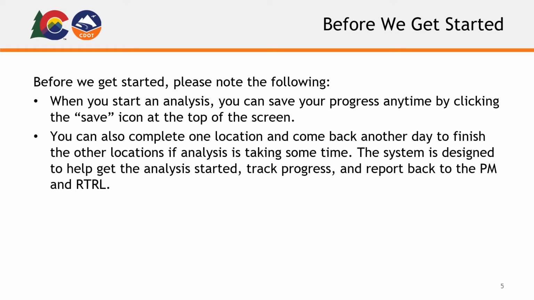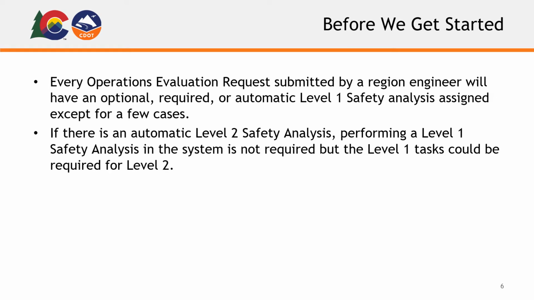The system is designed to help get the analysis started, track progress, and report back to the project manager and RTRL. Every operations evaluation request submitted by a region engineer will have an optional, required, or automatic Level 1 safety analysis assigned, except for a few cases. If there is an automatic Level 2 safety analysis, performing a Level 1 safety analysis in the system is not required, but the Level 1 tasks could be required for Level 2.